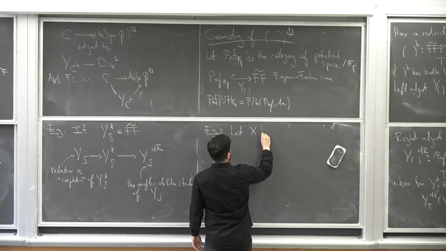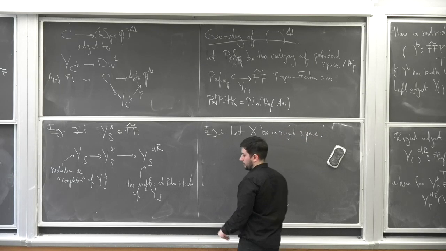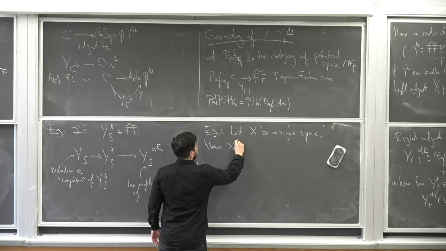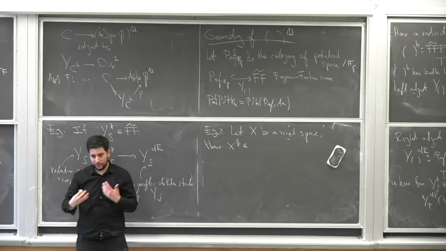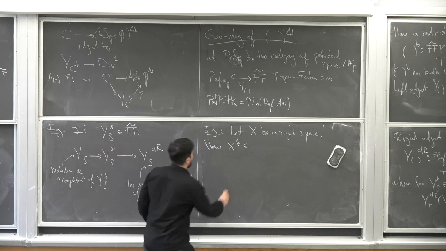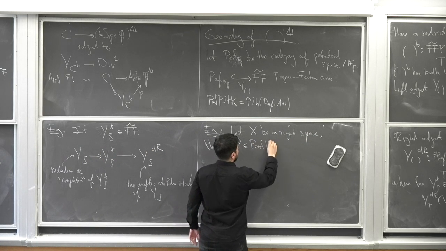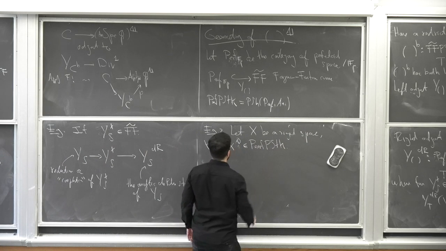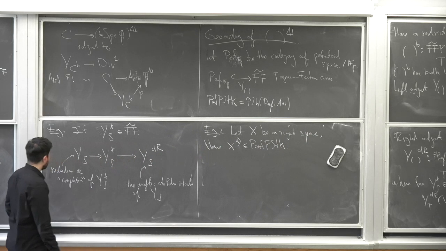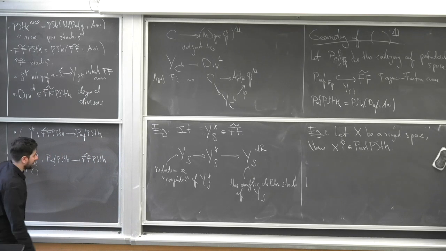Let X be a real space. Then you have the usual field, which again is just an object in the category of V stacks on for spaces. So in particular, it is an object here. This diagram. Yes, so that's why I put this name.